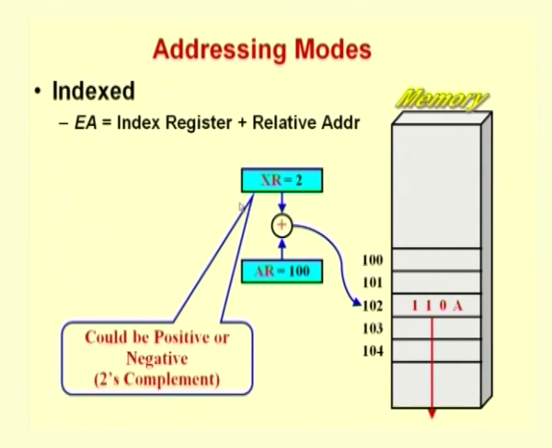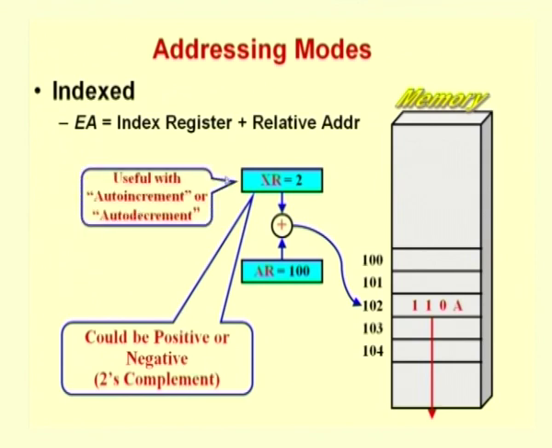Again, remember that the index register value could be positive or negative. It can be normally specified in 2's complement, and this kind of index register based addressing is also very useful with auto increment or auto decrement kind of addressing. Remember we just talked about auto increment and auto decrement. When used along with this indexed mode of operation, they will give you a lot of flexibility in addressing the different data which are located one after the other. Especially when you are looking at an array of data being accessed, combinations of these addressing modes make the access very efficient.